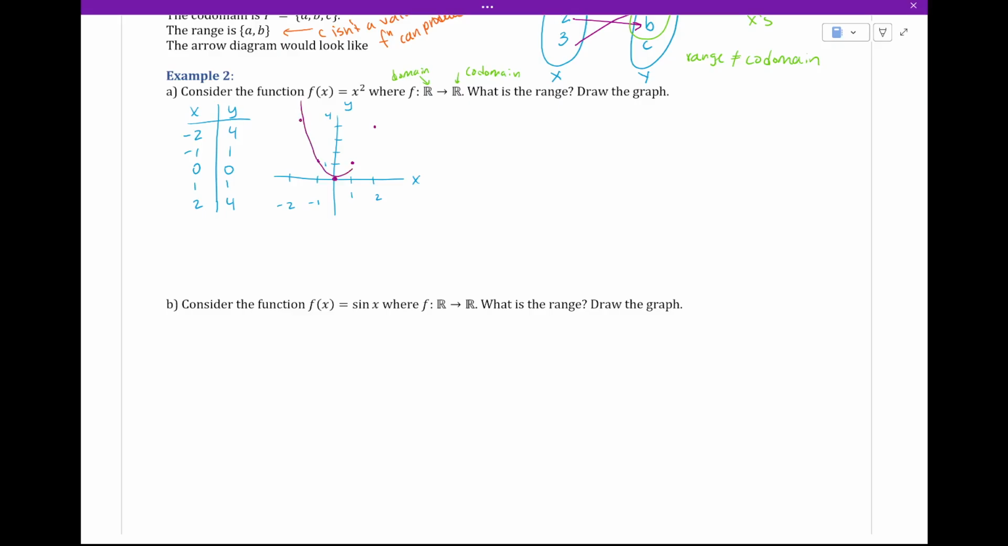So my graph, oops, I missed one of my points, is a parabola. That's the shape of my graph. So as I'm looking at this, I'm seeing that, yes, it is a function, and we'll look at how to tell from the graph on the next page. It'll be a review. But what is the range?